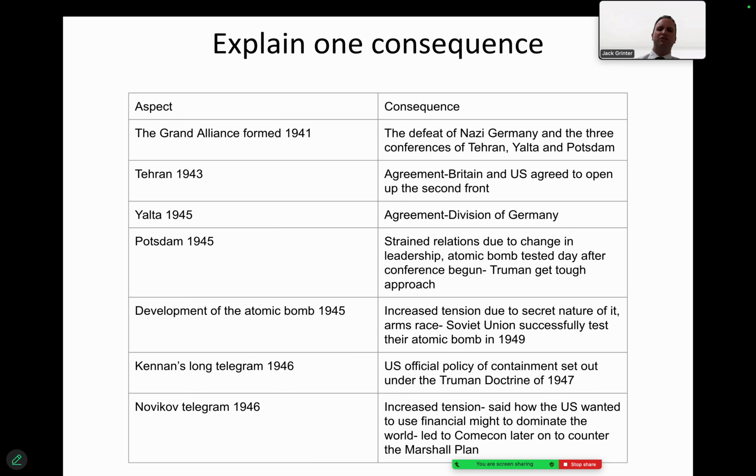Here we are. So if they ask you to explain one consequence of the Grand Alliance formed, on the right hand side, I've got what I'd write about. Okay. So for each of the things, I'm not going to go through it. I'll just have that there. You can pause it if you want to look through it.